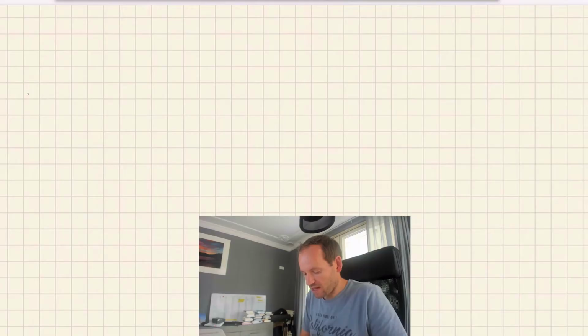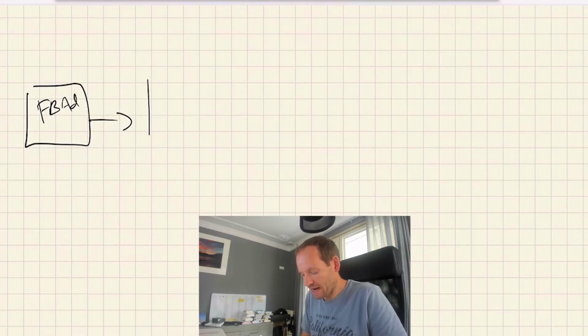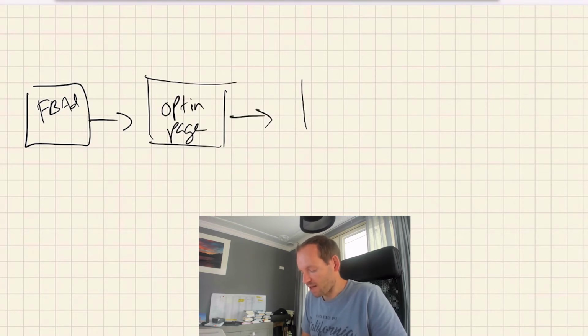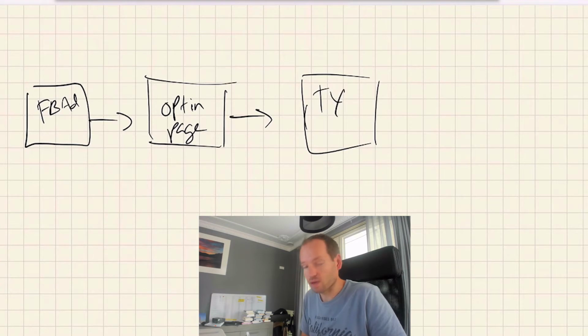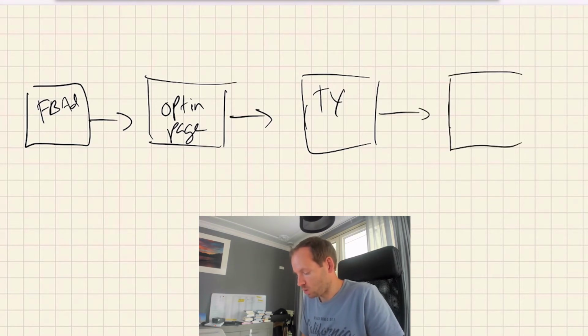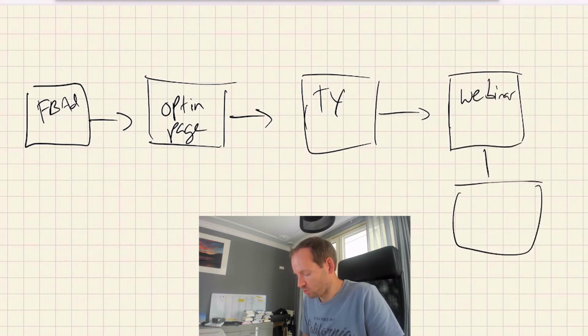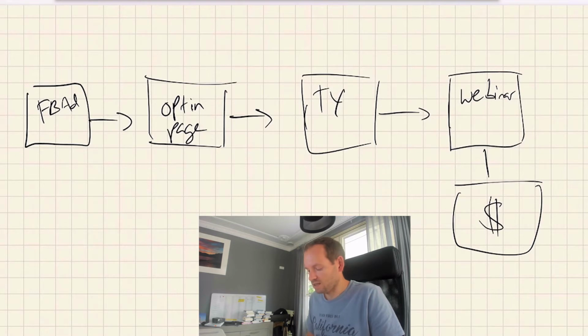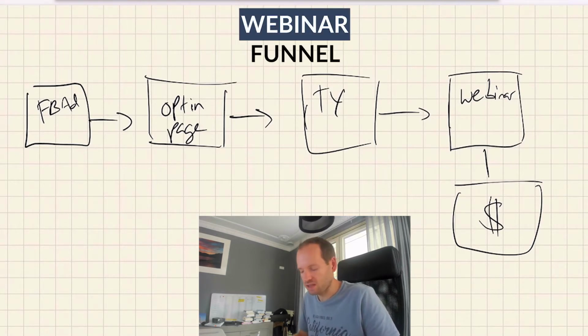So knowing that, with all these elements, right here would be the Facebook ad, and from the Facebook ad would be the opt-in page, and from the opt-in page would be the thank you page, where you give them a confirmation, and then would be the actual webinar, and from the webinar we send them to the checkout page. So this is the funnel at a high level.